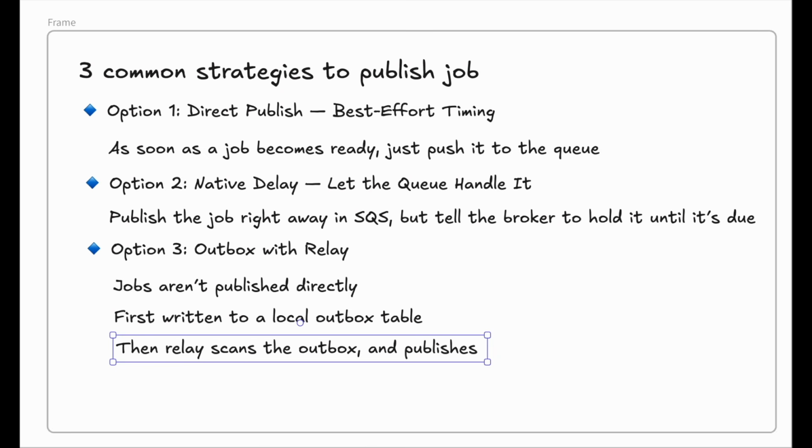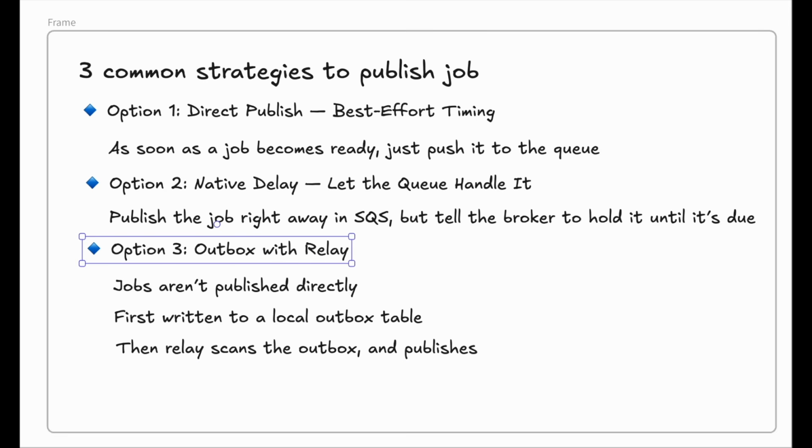Plus, if you need to cancel or reschedule a job, you just update or delete the outbox row before it's sent. So what about the trade-off? You need to operate and monitor the relay component, but it's well worth it for systems that need precise, safe, and scalable delivery.